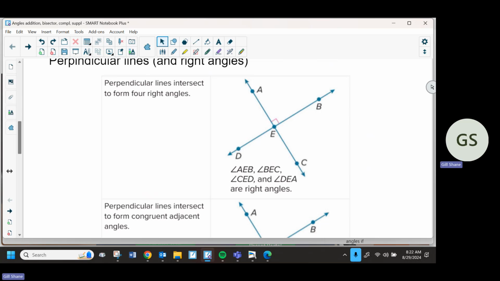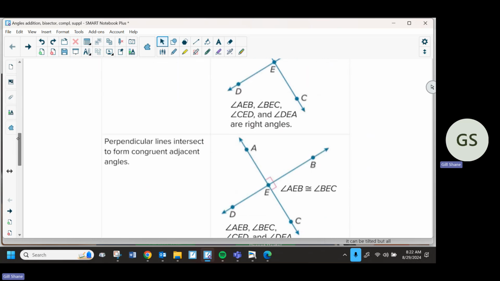If you look at the walls, like those are all perpendicular lines. The ones going vertically and horizontally, that's perpendicular. And if it's tilted, it can still be 90. It doesn't have to be straight vertical and straight horizontal. It can be tilted, but all four of them would be 90.